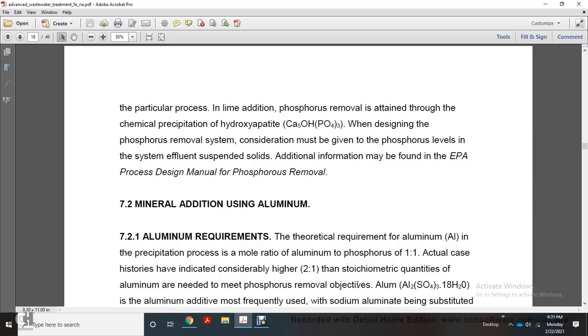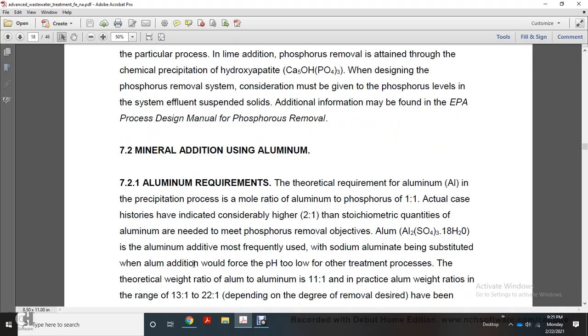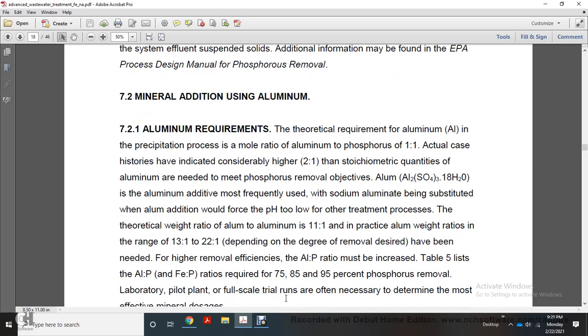The quantities with aluminum addition were worse because the pH was too low for the other treatment process. The theoretical weight ratio of alum to aluminum is 11:1. In practice, aluminum weight ratios range from 13 to 1 to 22 to 1, depending on the degree of phosphorus removal desired.